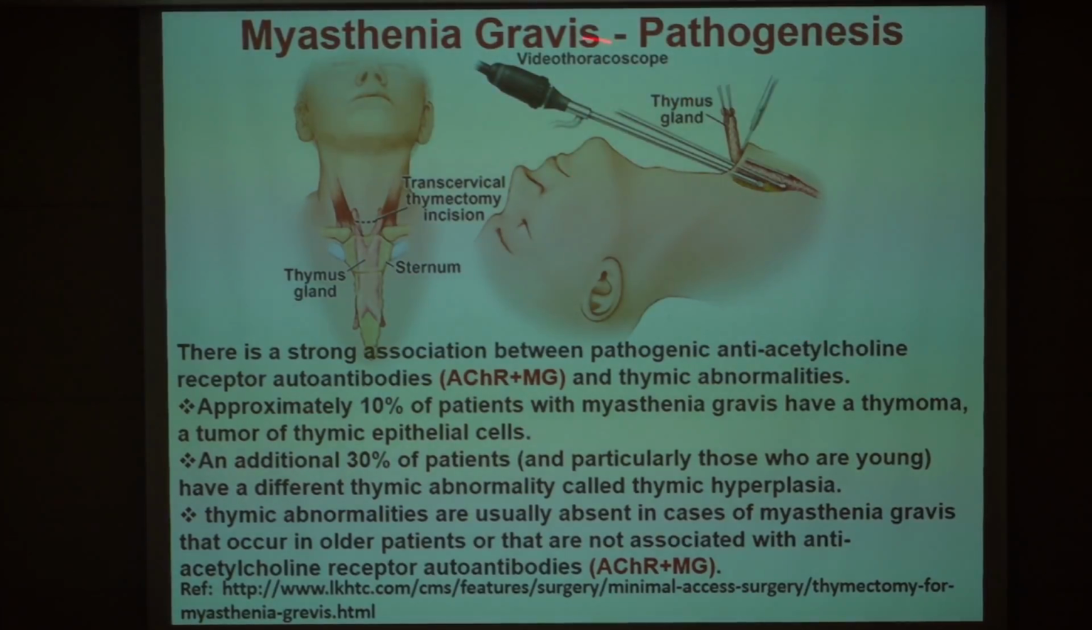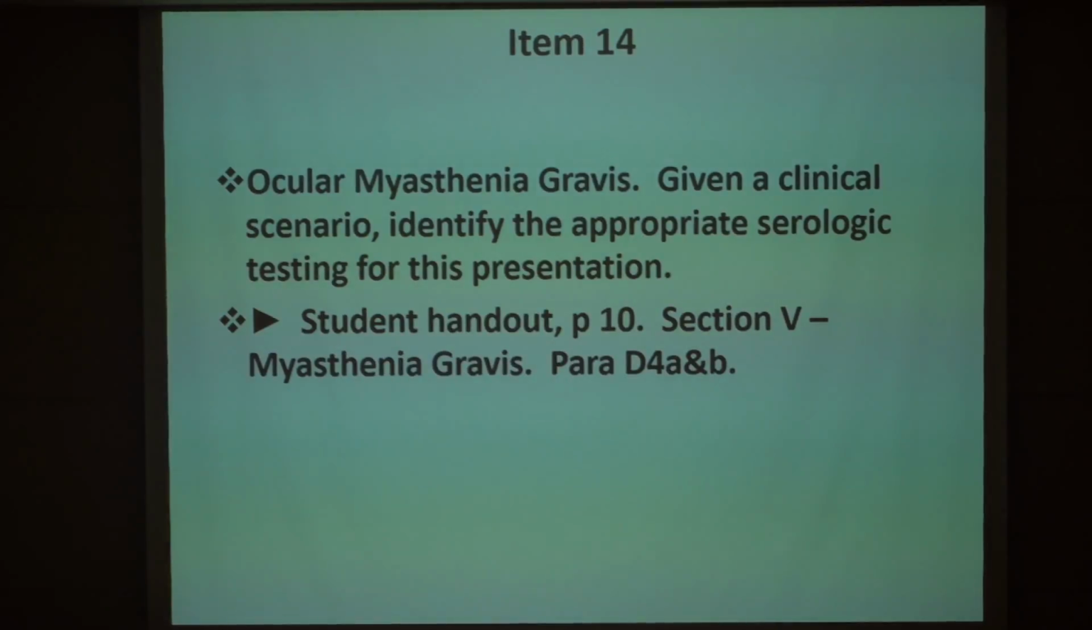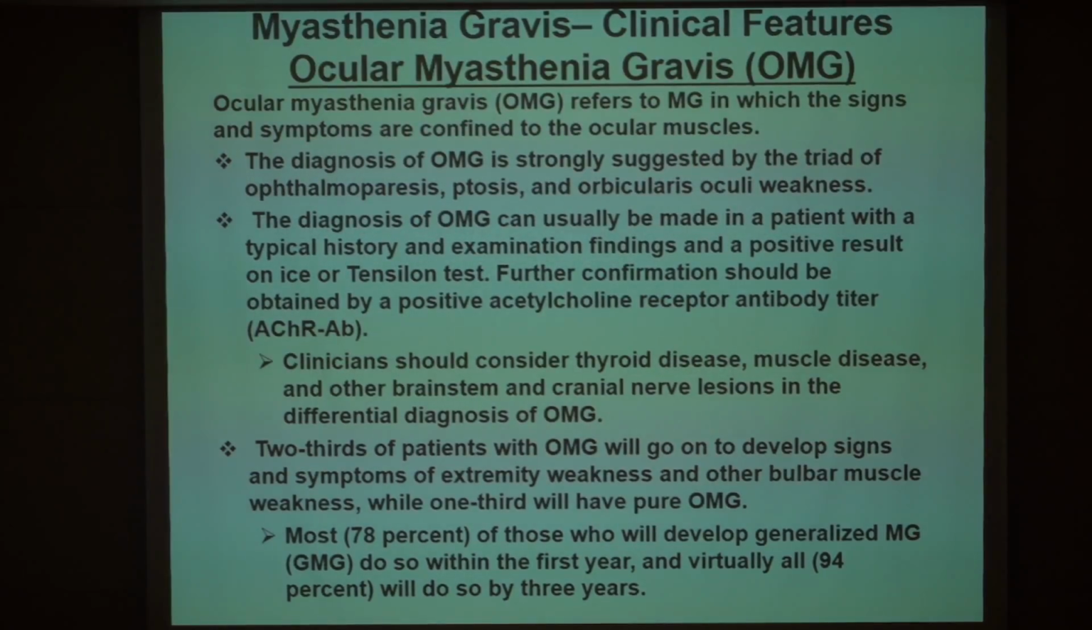And we also talked about the fact that myasthenia tends to have a high association with thymic abnormalities. Approximately 10% of the patients will have thymoma, and approximately 30% of the patients will have thymic hyperplasia. Then ocular myasthenia gravis. I'll give you a clinical scenario of the patient, and I'll ask you what is the appropriate serological testing for this presentation. Now, if you have a patient who has ocular myasthenia gravis, the way you confirm that is by obtaining a positive acetylcholine receptor antibody titer.